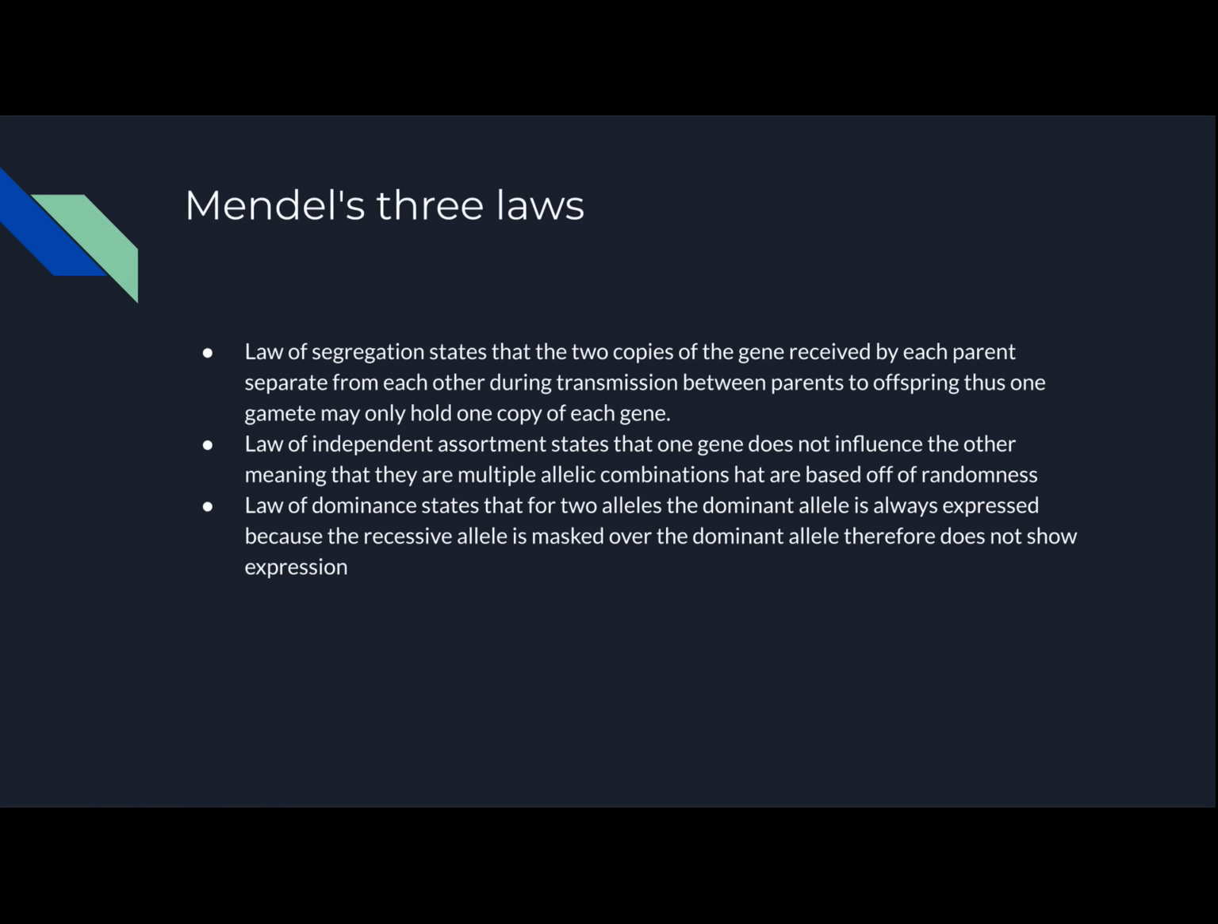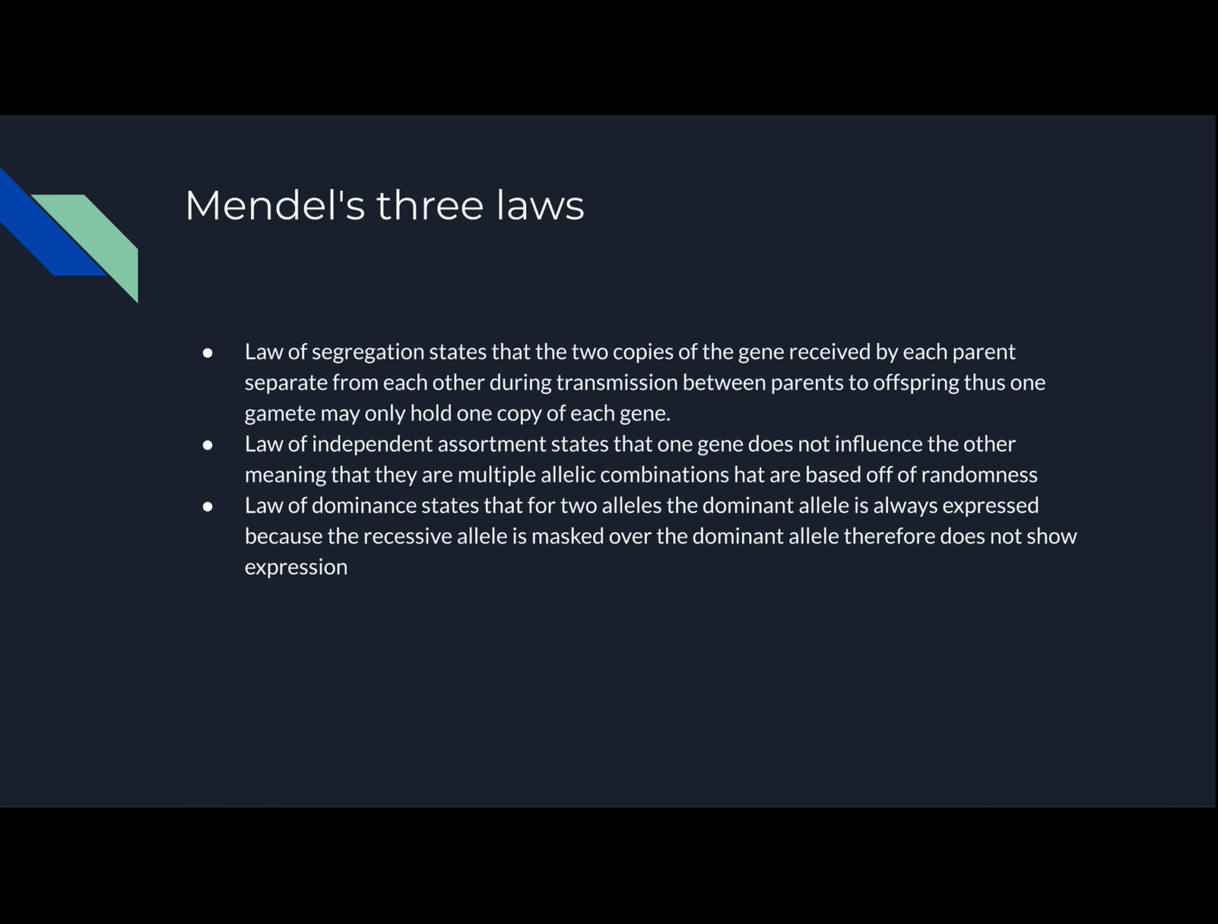Sorry. So Mendel's 3 laws. There are 3 laws you should probably know. The first law is the law of segregation, and it states that the 2 copies of a gene received from each parent separate from each other during the transmission from parents to offspring. Thus, one gamete may only hold 1 copy of each gene. So this is very important in cellular division and also in other processes that involve Mendelian inheritance.